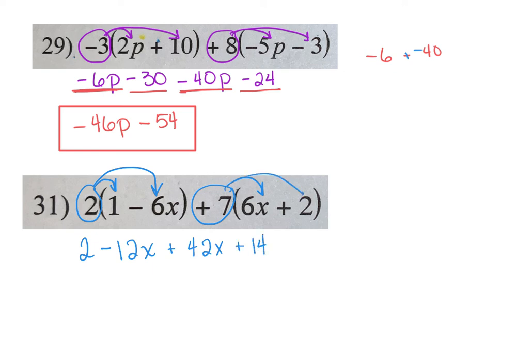All right, combine your like terms. I have 2 and 14. That's just 16. Then I have -12x and +42x. That is 30x. So that would be my answer there: 16 plus 30x.